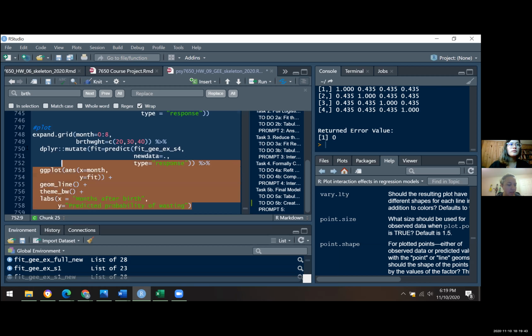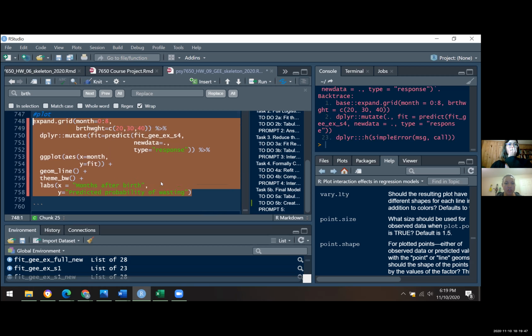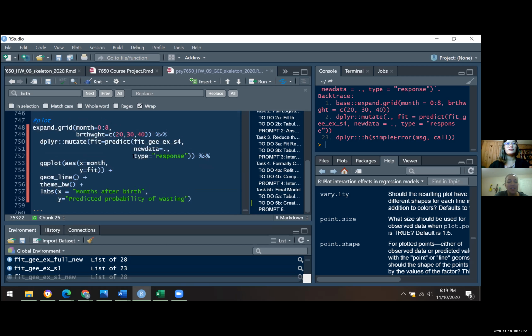Now this is not going to work because, just do the prediction part. Oh, it's birth weight 100. Sorry, it's birth weight 100 on line 749. Oh, okay. And then try it from here again. Yes.